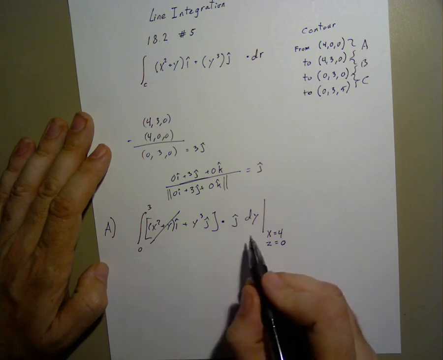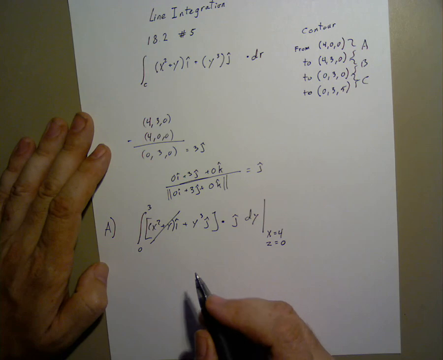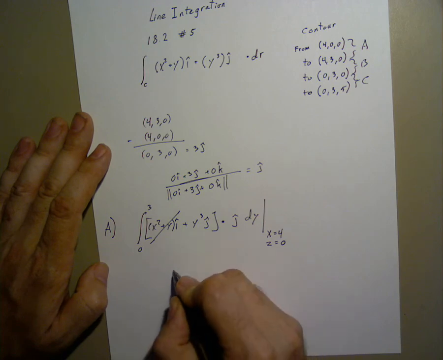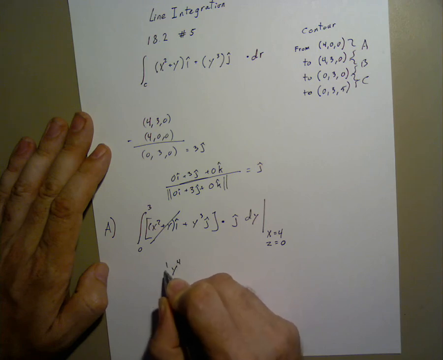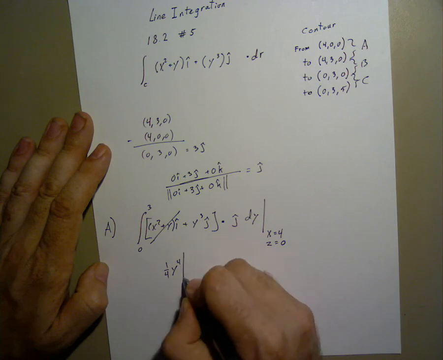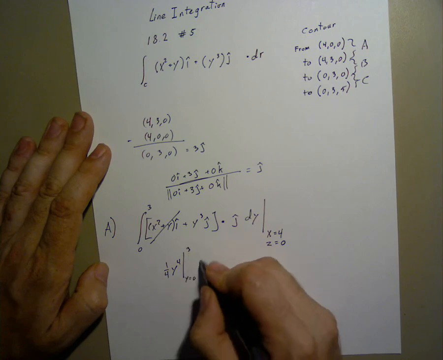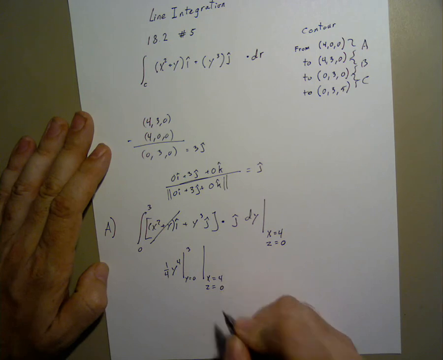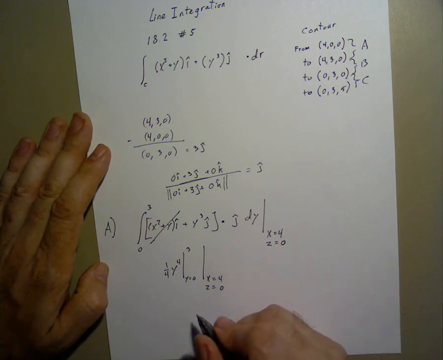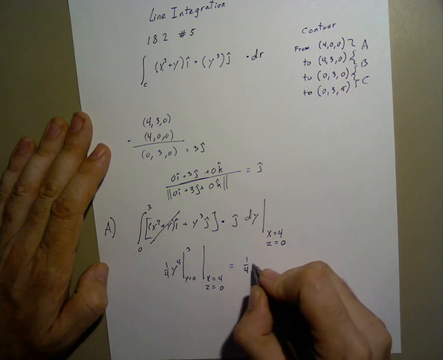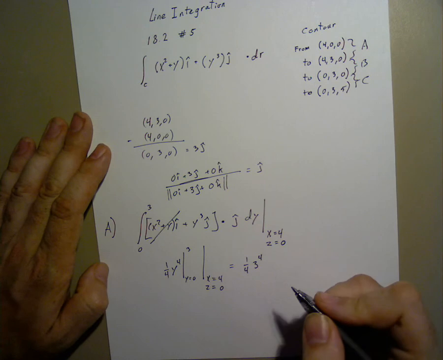Next, we simply perform the necessary integration. This will give us one fourth y to the 4th, integrated from y equals 0 to 3, with x equals 4 and z equals 0. This equals one fourth times 3 to the power of 4.